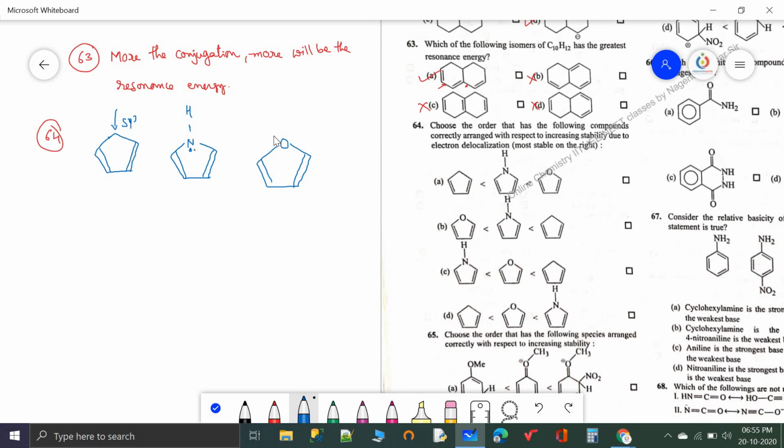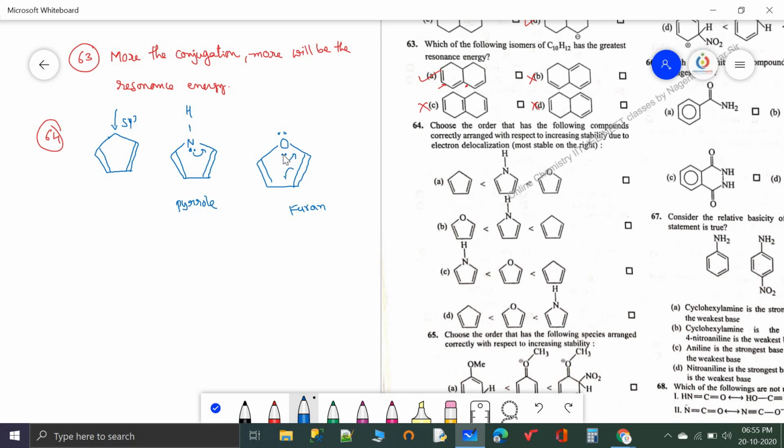In this case there is a lone pair of electrons, and in this case also a lone pair of electrons, and these lone pairs participate in the conjugation, which makes these two molecules aromatic in nature. The name of this molecule is pyrrole and this is furan. Both are aromatic in nature. Anyhow this is unstable compared to these two, because these two are aromatic and this is non-aromatic. Between these two aromatic compounds, which is more stable?